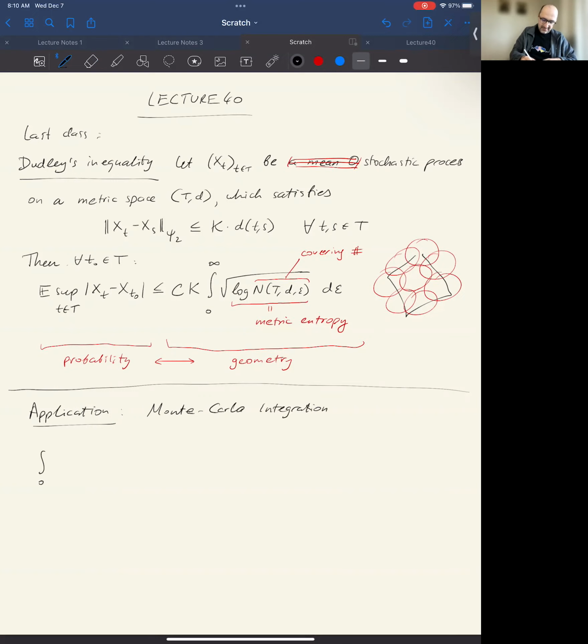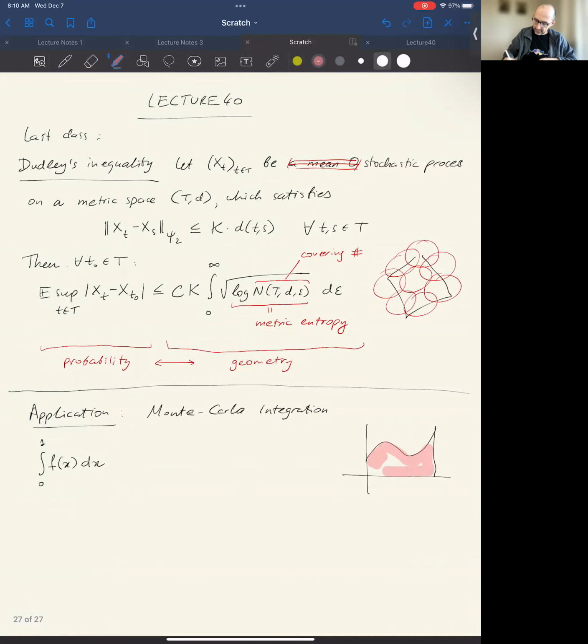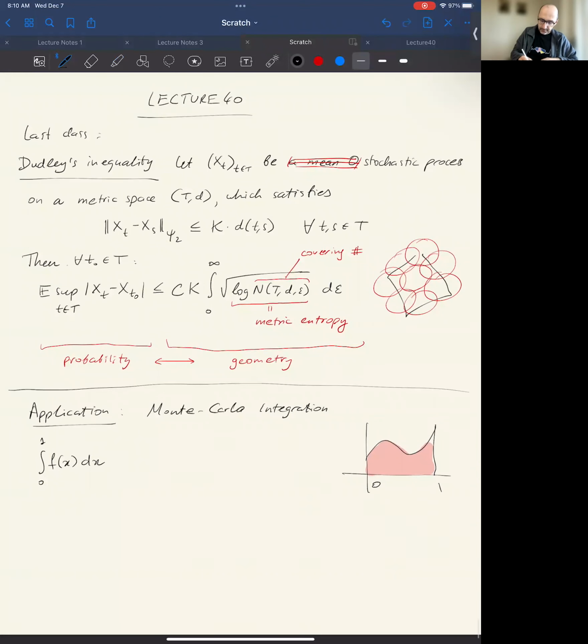Let's say, in the very simplest case, we want to integrate some function f of x on the interval from 0 to 1, just like this. So we want to find this area right there. The way we do this is we turn this into a probability question by interpreting the integral as an expectation. So it's the expected value of f of x, where x is a uniformly distributed random variable on [0, 1].